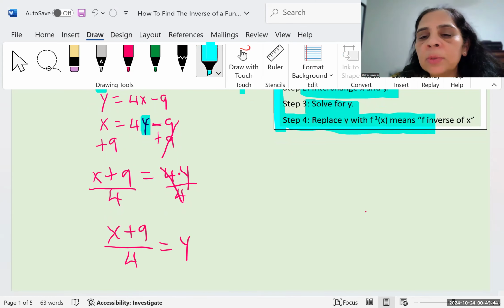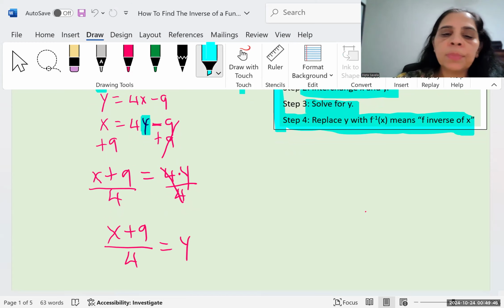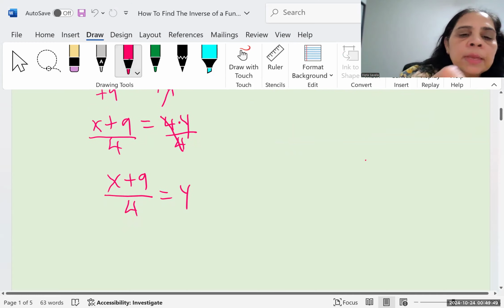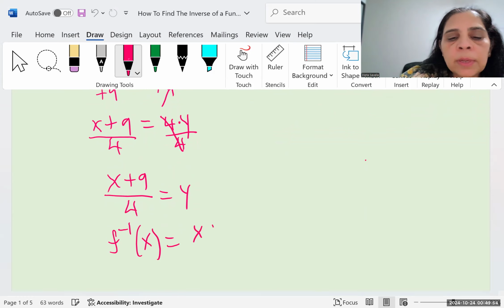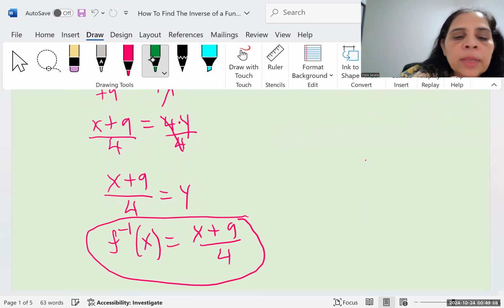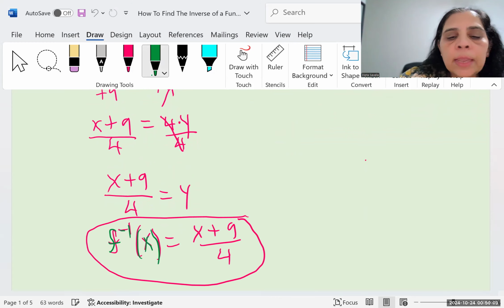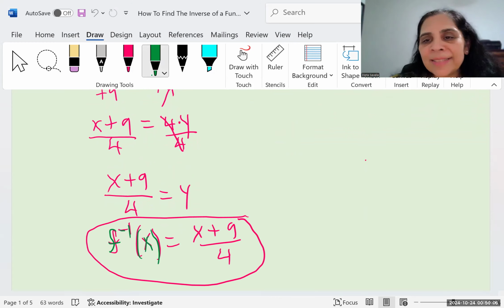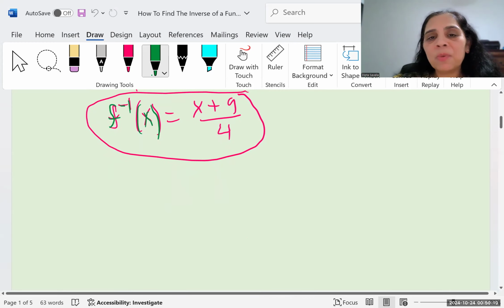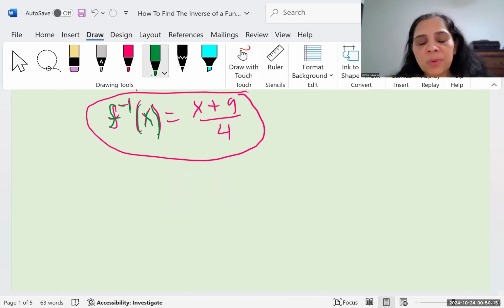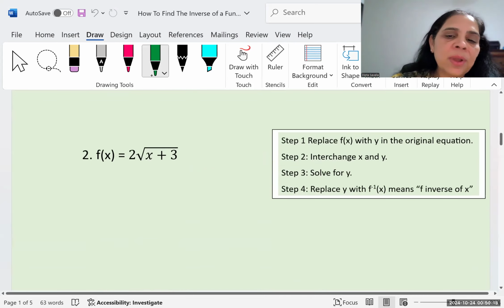Last step, replace y with f inverse of x. That's how we read it. So we can say f inverse of x equals x plus 9 over 4, and that's it. All right, second problem, try to do it on your own. Same steps we need to follow. Pause this video, try it, and check your answer with me.